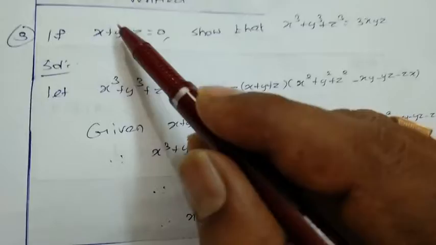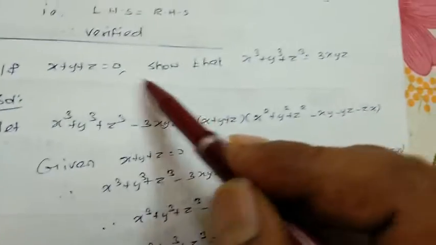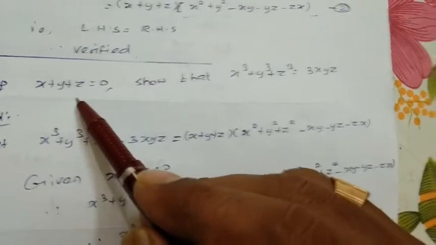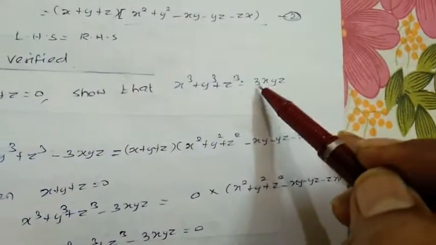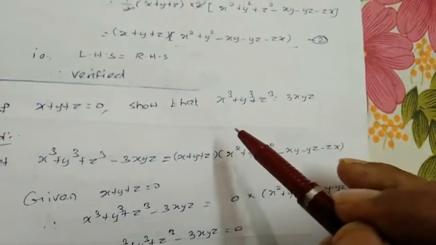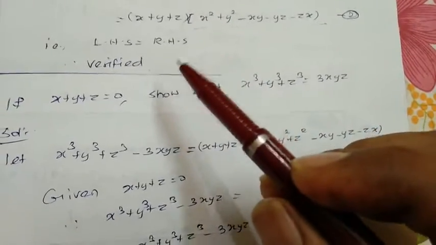If the addition of three numbers is 0, then the first number cube plus the second number cube plus the third number cube is equal to 3 times the product of the numbers. This is the problem actually. Now we are going to prove this by using an identity.